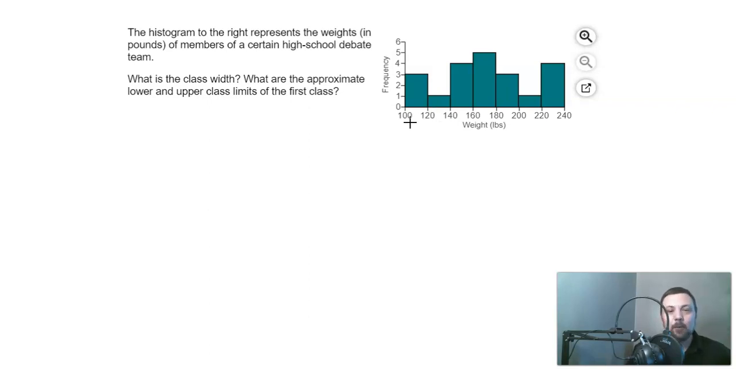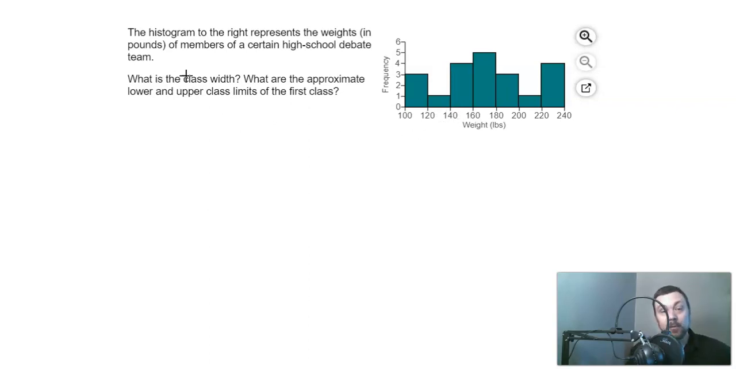Again, I wouldn't worry too much about the technicalities of what's the class boundary and whatnot. But the way I'd interpret this first bar is that there were 3 students that weighed between 100 and 120 pounds. That's the data that you see here in this graph. There was 1 student, because the height of this bar is 1, that weighed between 120 and 140. There were 4 students that weighed between 140 and 160. So you get the idea.